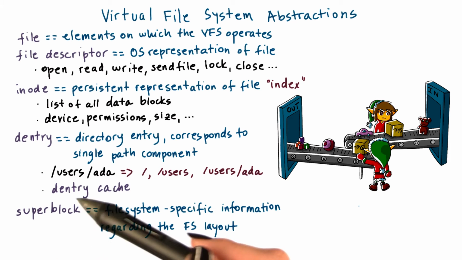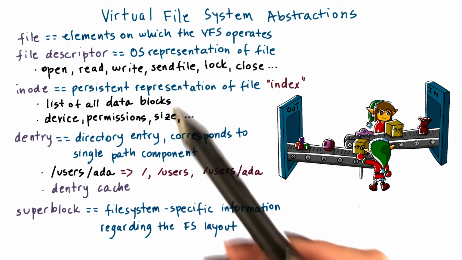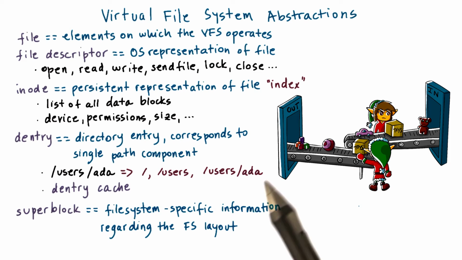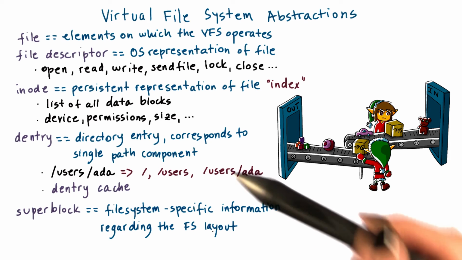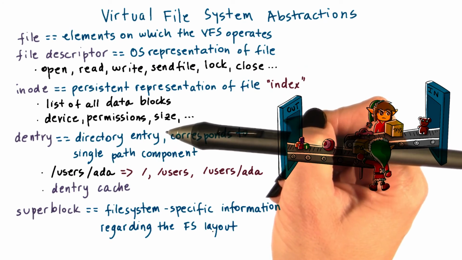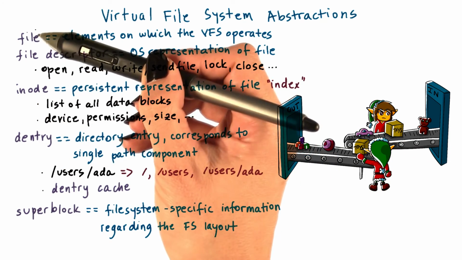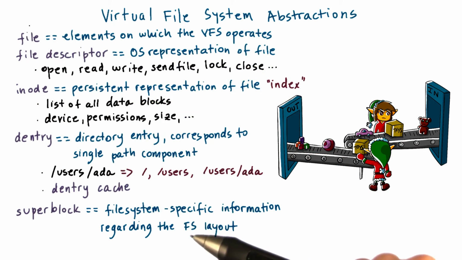Finally, there is the superblock abstraction that's required by the virtual file system so that it can provide some information about how a particular file system is laid out on some storage device. This is like a map that the file system maintains so that it can figure out how it has organized on disk the various persistent data elements, like the inodes or the data blocks that belong to different files.